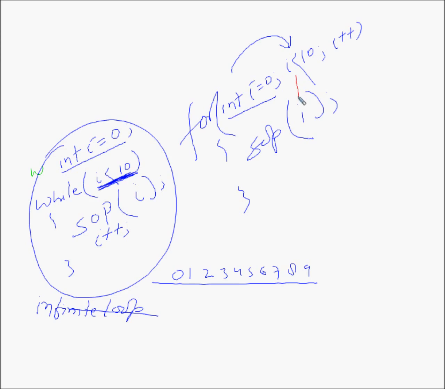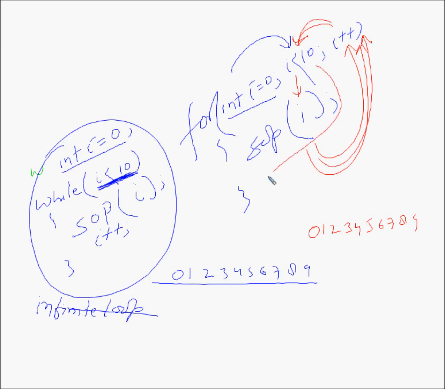So it will come here and print I. The I value is 0, so 0 will be printed. Now it will go from here to here, I plus plus, it will become 1. 1 less than 10, yes, correct. So it will print 1. Similarly again it will go up and do I plus plus, check, and print 2, 3, 4, 5, 6, 7, 8, 9. Then 9 plus plus becomes 10. 10 less than 10? No. So the condition is false, and it will come out of the loop. Again the same output here also, right?